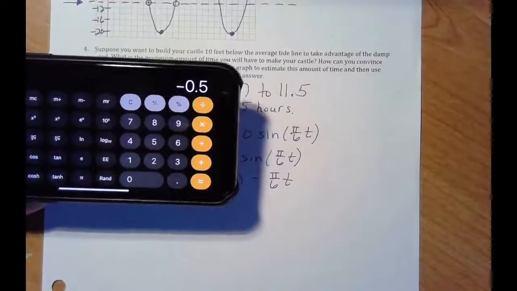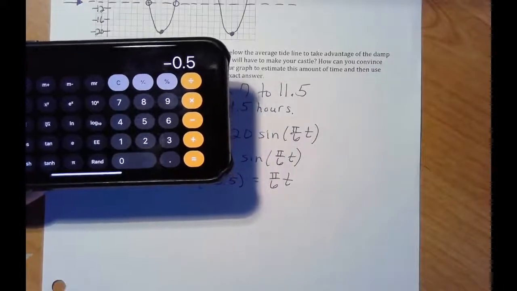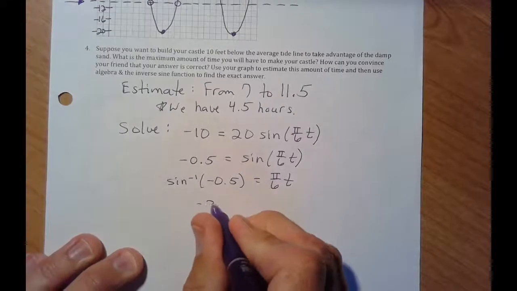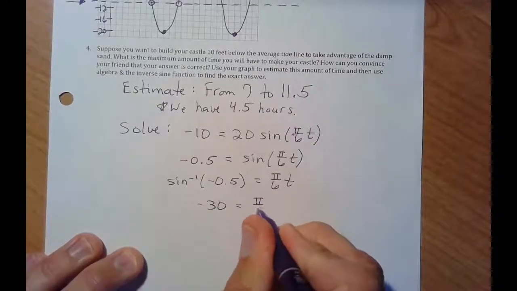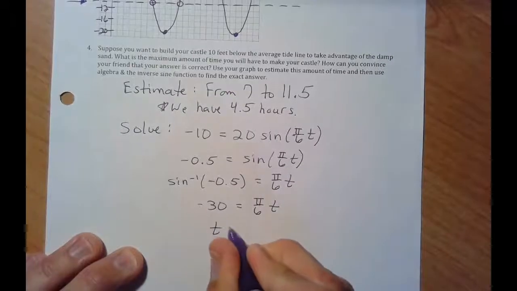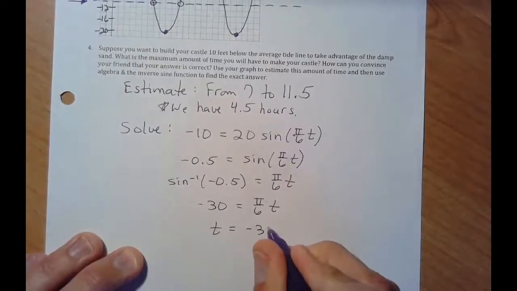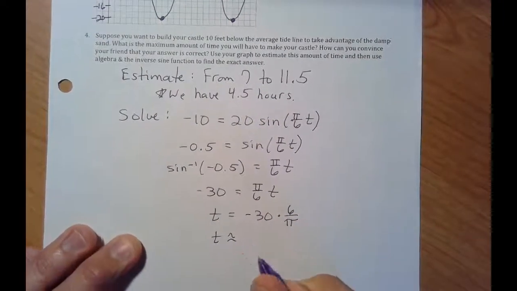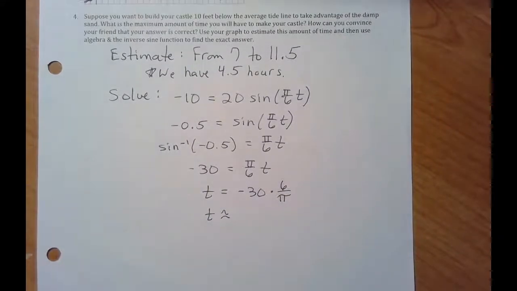On my calculator, I do inverse sine. So I first have to type in negative 0.5, and then I type in second sine, and that's how this calculator works. It gives me negative 30. So I get negative 30 equals pi over 6 times t, which means t is going to equal negative 30 times 6 divided by pi. So here is my time according to the calculator. I'll take that negative 30 and multiply by 6, and if I divide that by pi, and my calculator has a pi button, I get negative 57.